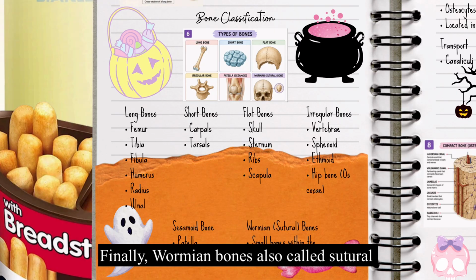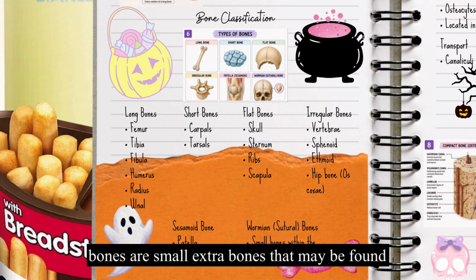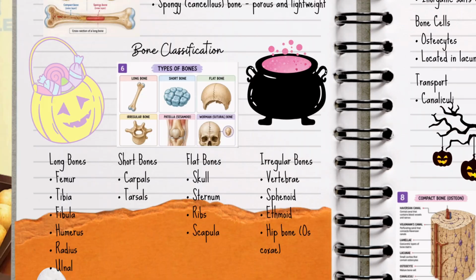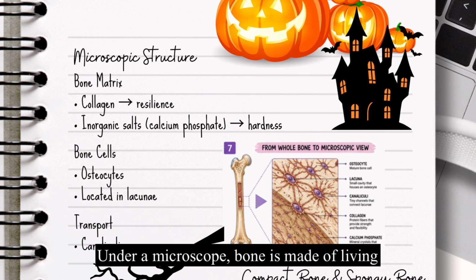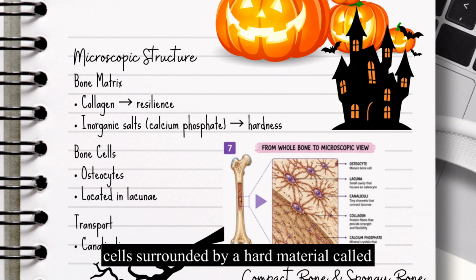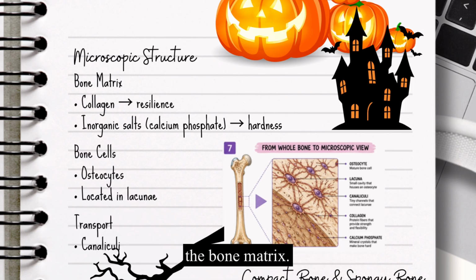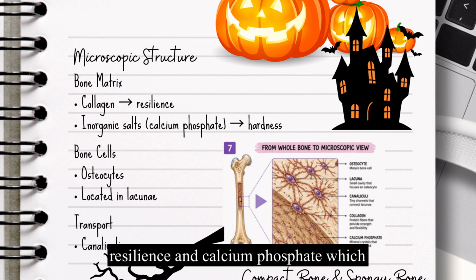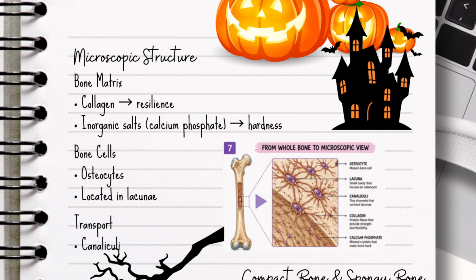Finally, wormian bones, also called sutural bones, are small extra bones that may be found within the sutures of the skull. Under a microscope, bone is made of living cells surrounded by a hard material called the bone matrix. The matrix contains collagen, which gives bone resilience, and calcium phosphate, which provides hardness and strength.